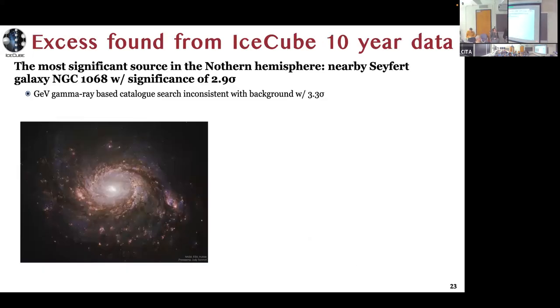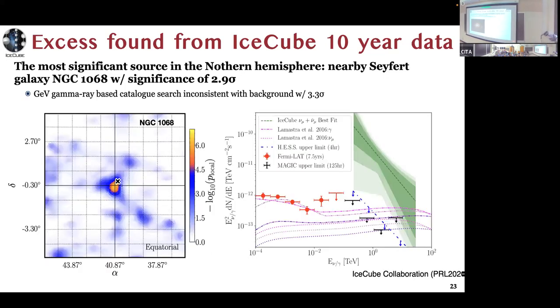Another thing that is actually even a little bit more promising in a way is the stable excess that we are seeing from the nearby Seyfert galaxy, NGC 1068, which is looking beautiful like that. But if you go to the high energy, this is the beautiful sky map that you see.